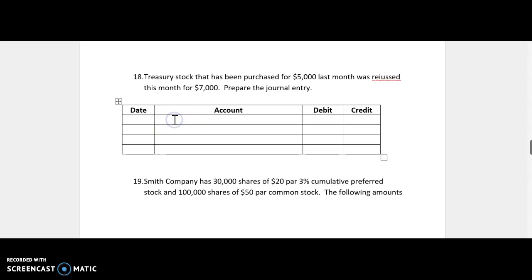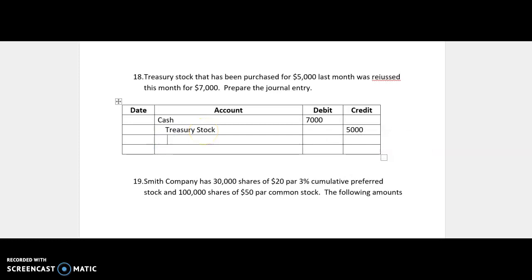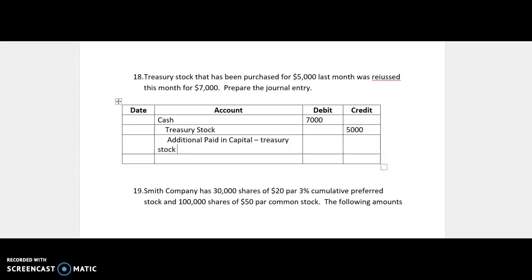Okay, so how much money did I get when I resold the stock? I got $7,000. Okay, so now I'm going to credit treasury stock for the amount that I originally bought it for, so the $5,000. So the amount over that is always going to go to additional paid in capital treasury stock. So that would be $2,000.